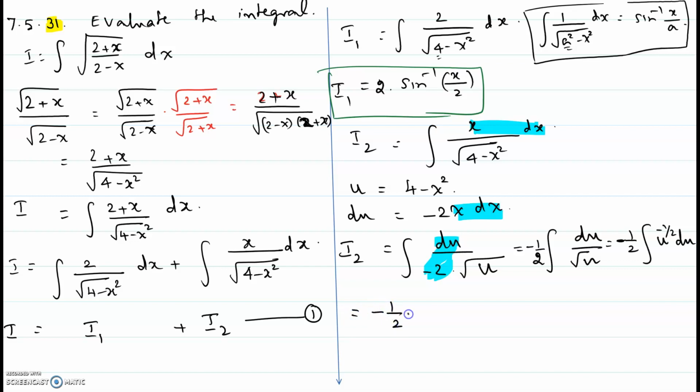So negative 1/2 outside. The integral of u to the negative 1/2, by applying the power rule, is u to the 1/2 over 1/2. The plus c can be taken care of at the end of the problem. So the half and half cancel out, and it is negative u to the 1/2. Plugging back for u with respect to the original variable, u is 4 minus x squared, so u to the 1/2 is square root of 4 minus x squared. So this is the value of I2.